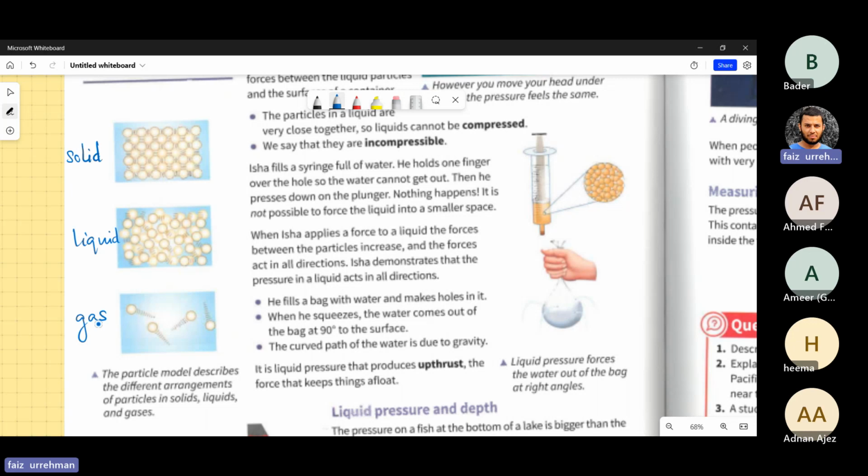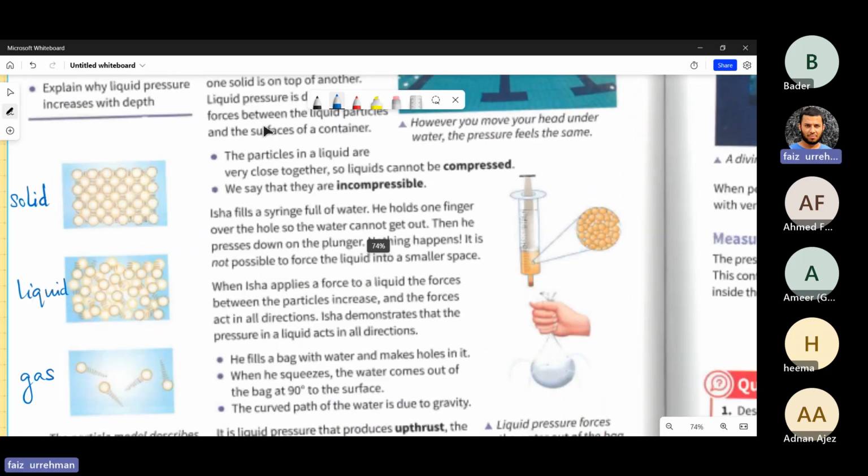Okay, so liquid can be compressed slightly. But they are telling liquids cannot be compressed. The particles in a liquid are very close together, so liquids cannot be compressed. Liquid can be compressed, but very slightly. Okay, but if they are telling you that they cannot be compressed, okay. But in our school, we studied what? The solids cannot be compressed. The liquids can be compressed, but very slightly. And the gases can be compressed easily.